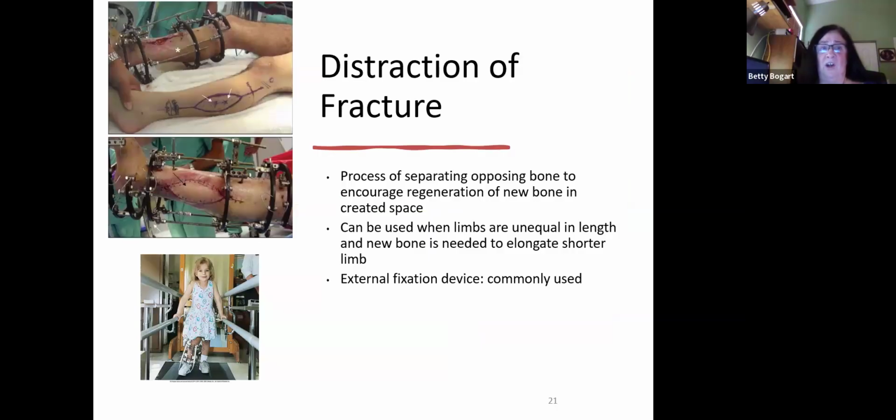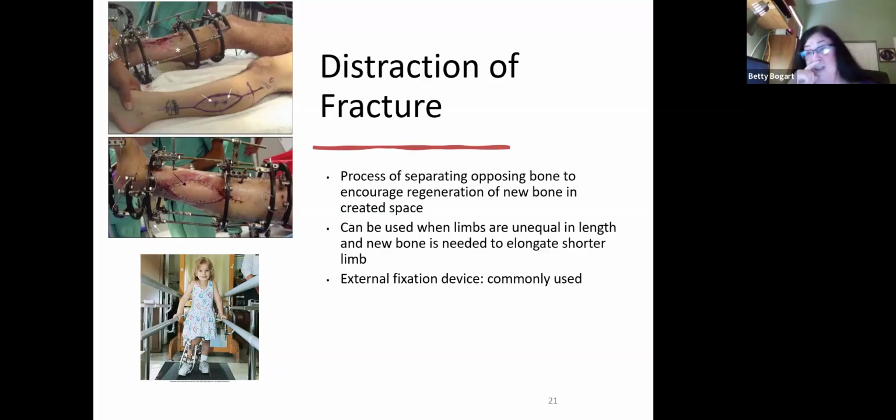Another thing we have is something called distraction. This is something that I've used actually for children with a horrible break, where there are so many pieces, we've just got to do something to approximate and hold these pieces in a certain place. I've also used this for children who have a short leg or a short arm, and they want it bigger. They can break it, put this external fixation device on, and the bone is going to make new bone in the in-between. They can be taller.